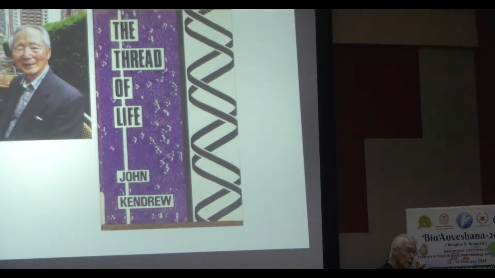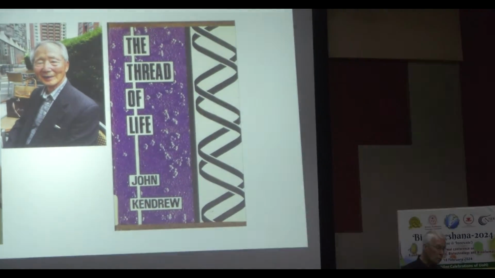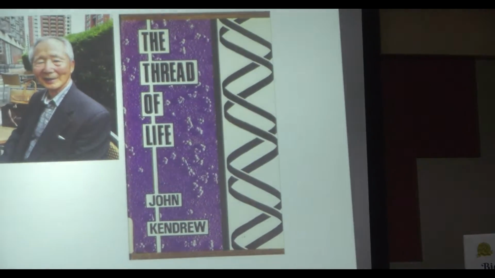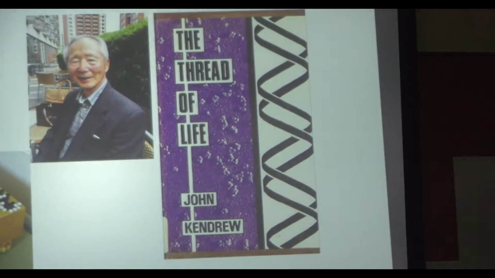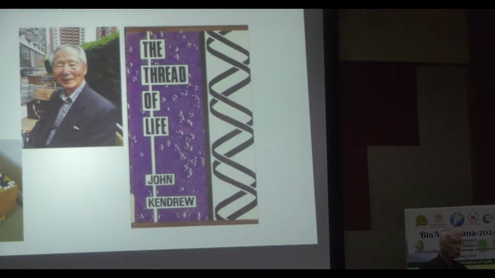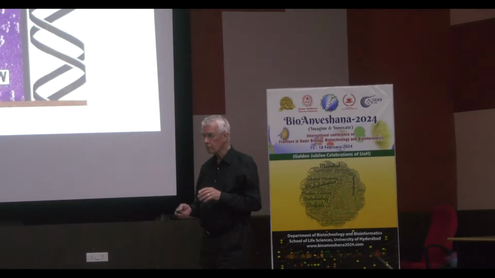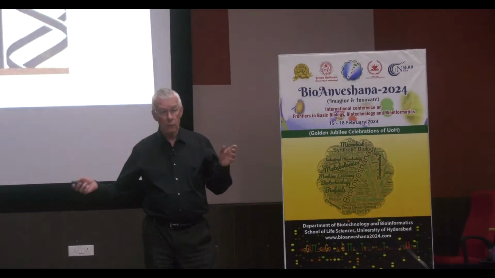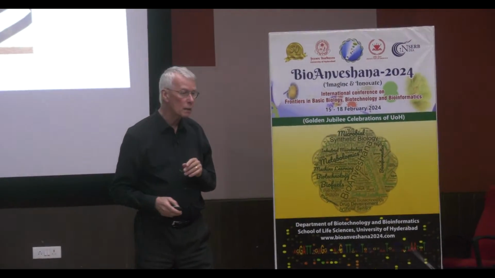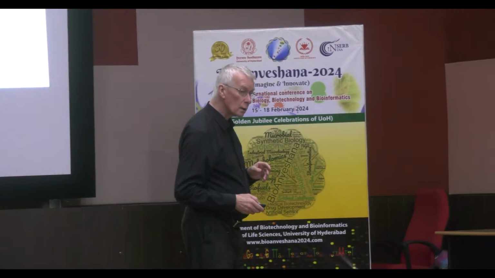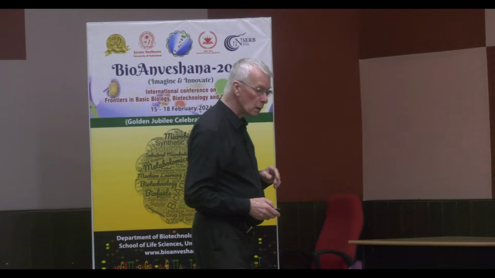This book, John Kendrew was a Nobel Prize winner. He won the prize for protein structures, one of the first people to do a protein structure. But it was really all about the origins of molecular biology, how it all got started. And I was just blown away. I thought this sounded so interesting. And so I decided I was going to switch and become a molecular biologist.